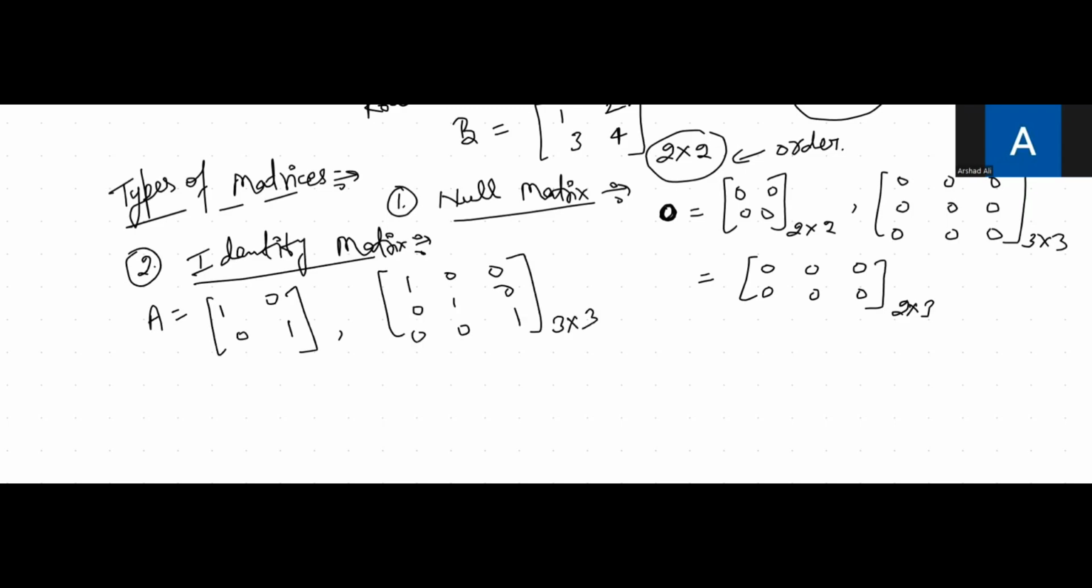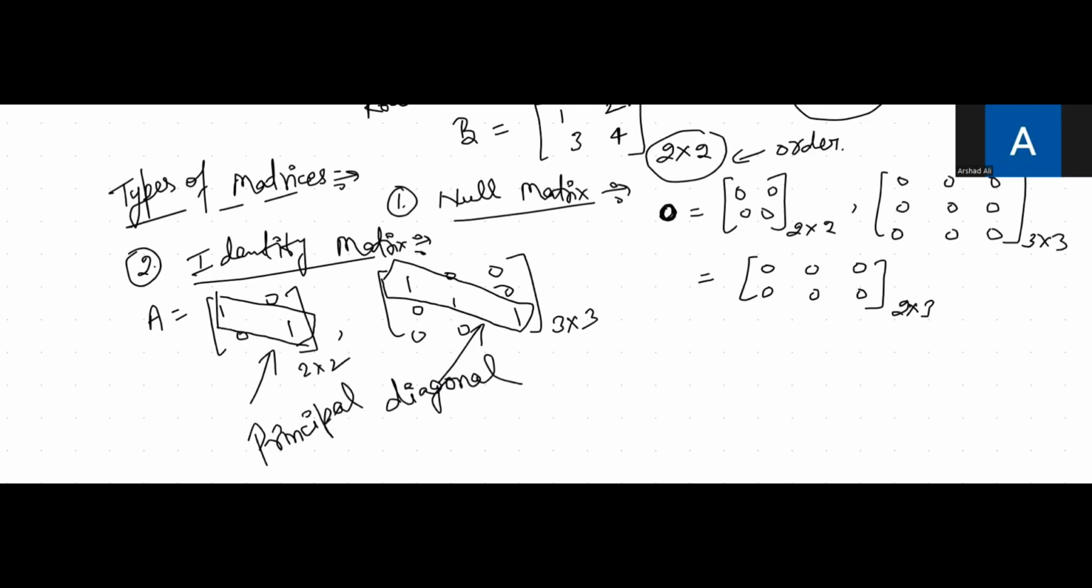This is known as the principal diagonal. So what is the identity? In the principal diagonal, the elements should be 1, 1. If in the principal diagonal all the elements are 1, 1, 1 and the remaining elements are 0, then we can say the given matrix is an identity matrix.